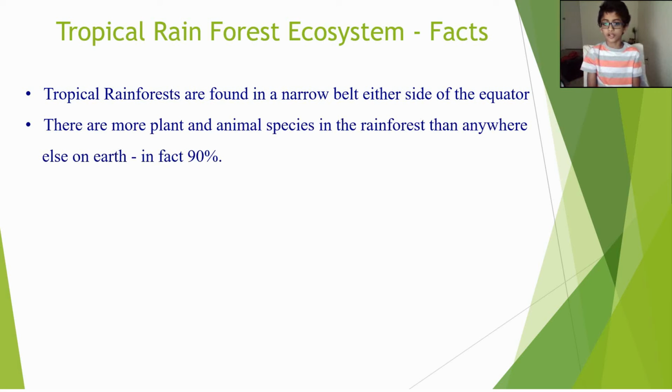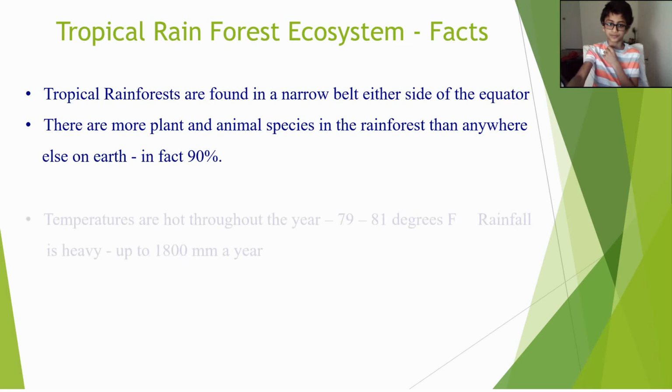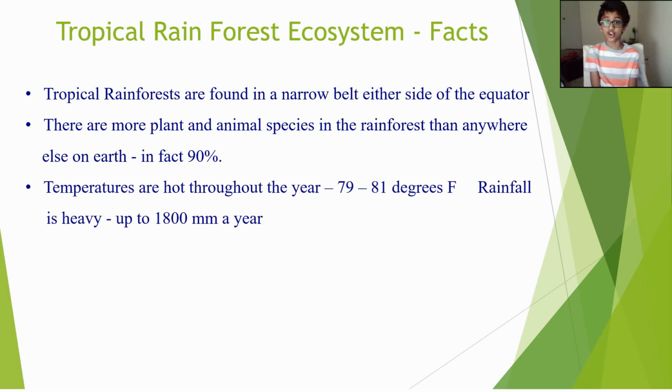The next fact is there are more plant and animal species in the rainforest than anywhere on the Earth. In fact, 90%. This is a fascinating fact because this holds 90% of the world's animal and plant species. This is 90%, not just like 50 or 20. This is a very big amount of animal and plant species. Next, we have that temperatures are very hot, through 79 to 81 degrees Fahrenheit, and rainfall is heavy, up to 1,800 millimeters per year. Now, since it's through the equator, it's obvious that it's very hot.